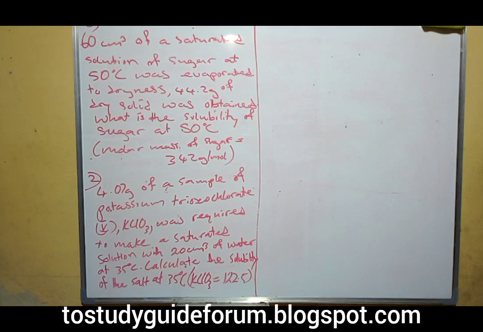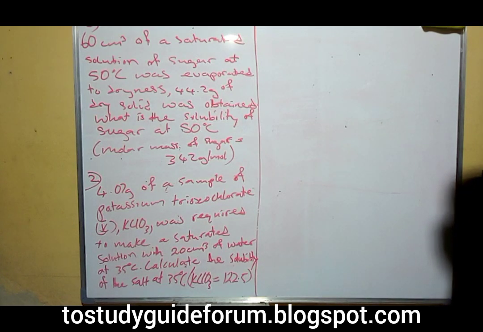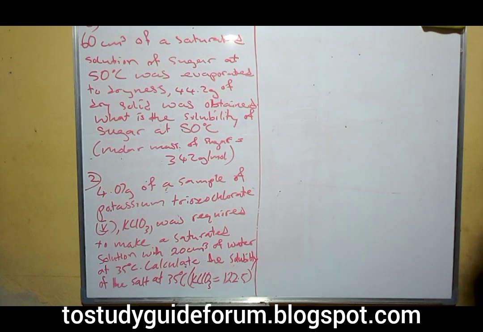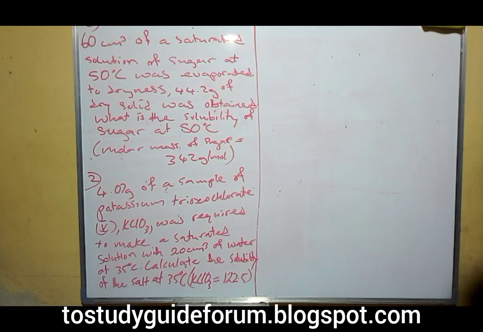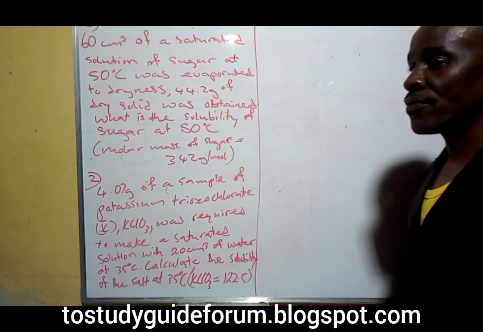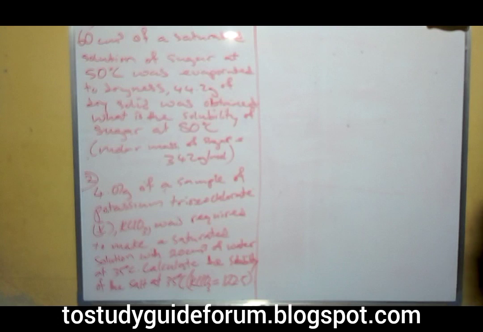The first question says that 60 cm cube of a saturated solution of sugar at 50 degrees C was evaporated to dryness. 44.2 gram of dry solid was obtained. So what is the solubility of the salt at 50 degrees C? Now the molar mass of the sugar is 342 gram per mole.